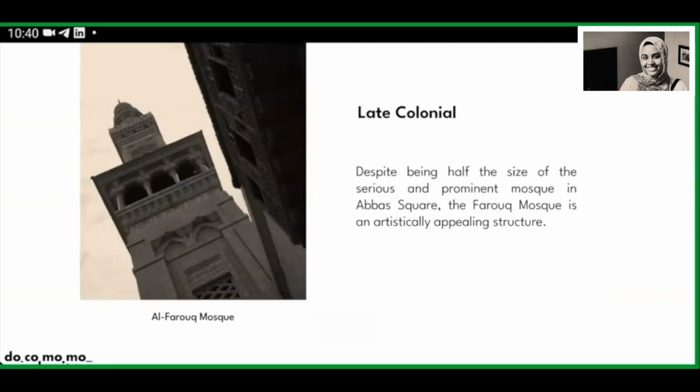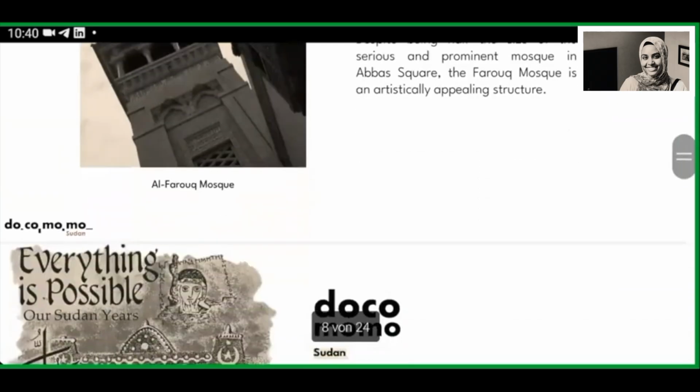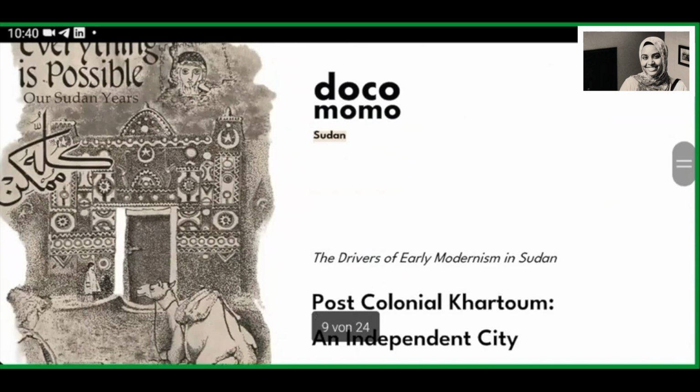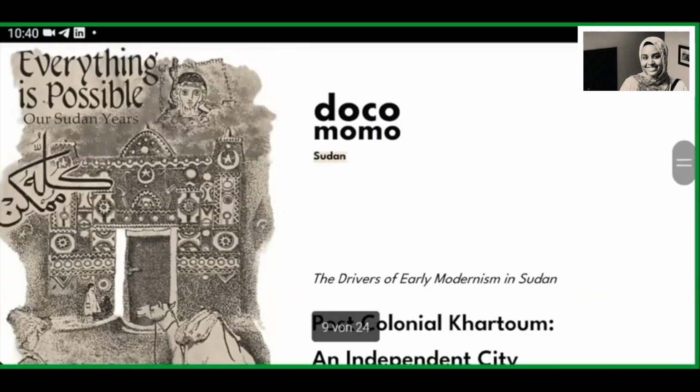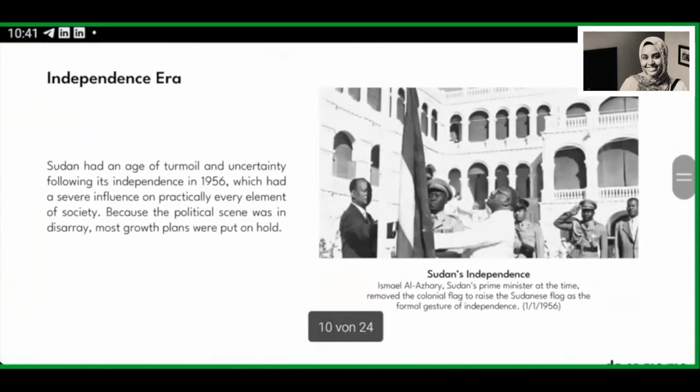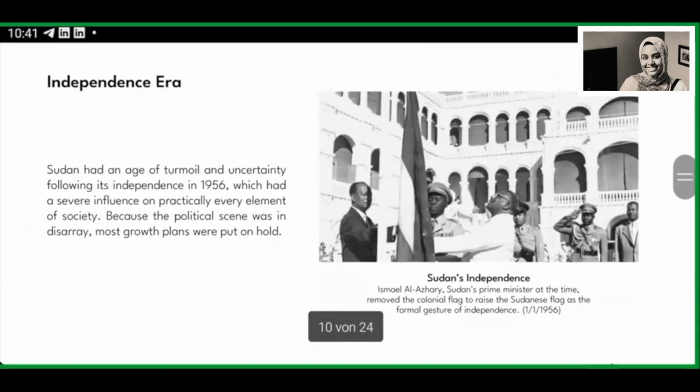We can then talk about post-independence Sudan. You can see here a very interesting photo, which is the book cover of Everything is Possible, Our Years in Sudan. It was a book that was written by Alec Potter. We're going to go over him in the next slides of this presentation. So after Sudan had taken its independence in 1956, it was going through a period of, we can say, uncertainty, which had a severe influence on practically every element of the society.